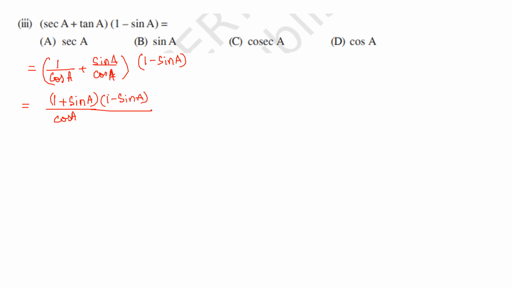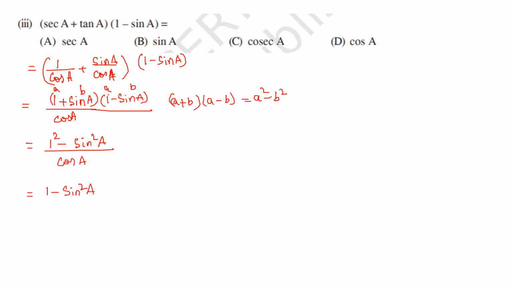Now here you can see (A plus B)(A minus B), so I can use A square minus B square, isn't it? (A plus B)(A minus B) is nothing but A square minus B square. So I will write my A is 1, so 1 square minus B, which is sin A, so sin square A, by cos A. So 1 square is 1 minus sin square A, by cos A.